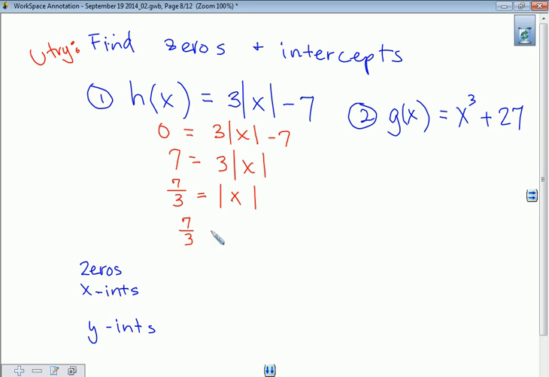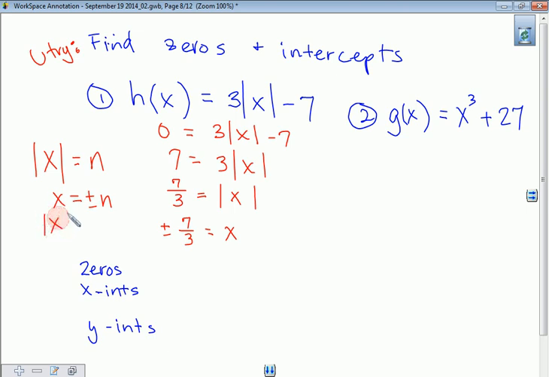If I plug positive 7/3 in there, does that make a true statement? Yes. But if you plug in negative 7/3 and take the absolute value of it, does it equal 7/3? Yeah. Okay, so guys, every time you get to this point, the absolute value of x equals some number, the answer is positive or negative that number. Because if I put the positive in here and took the absolute value of it, it works. And I can put the negative in.